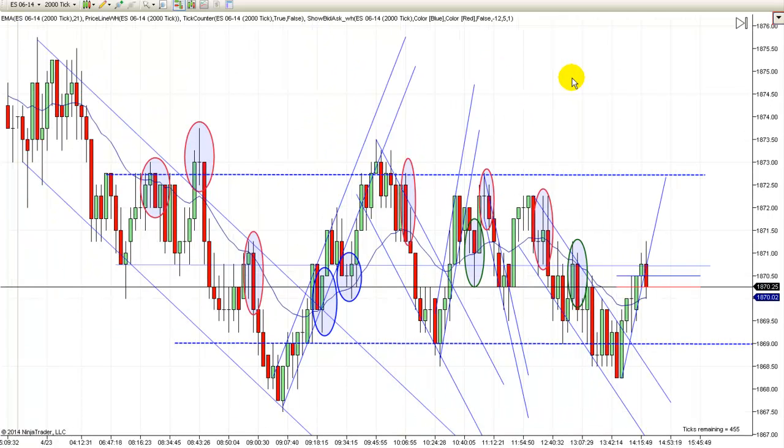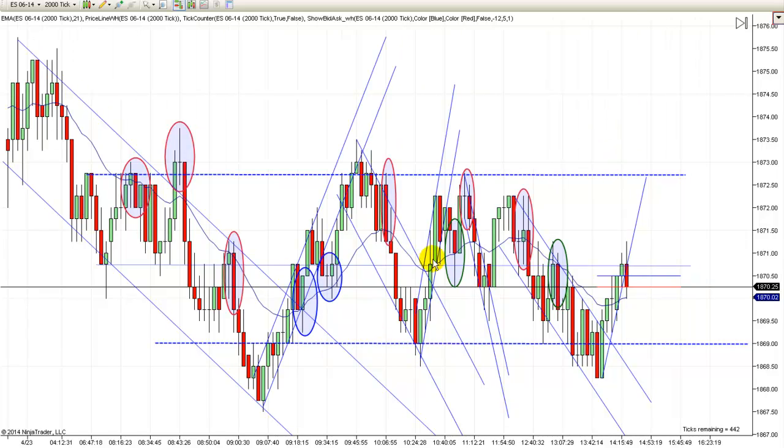I mean, there's nothing predictable other than the fact that when you reach the highs, it's probably going to turn down, and when you reach the lows, it's going to turn up. In the middle is where no man's land happens.